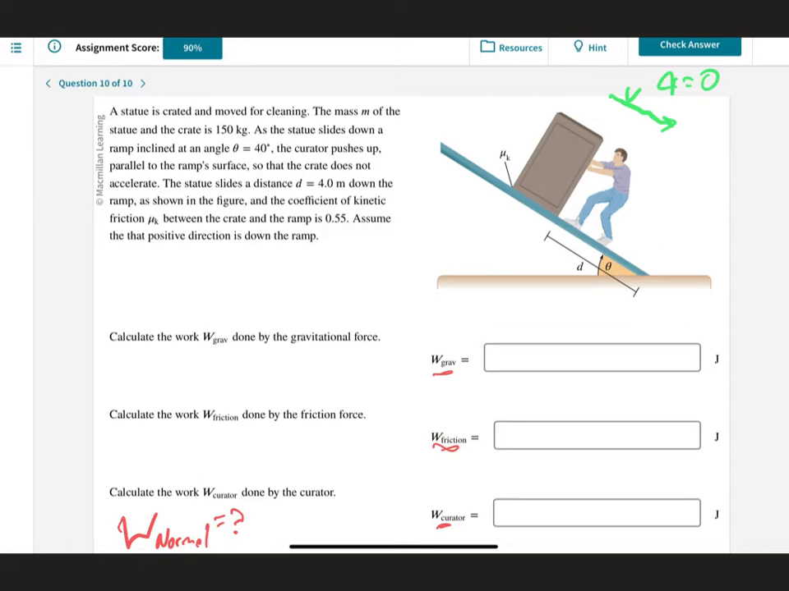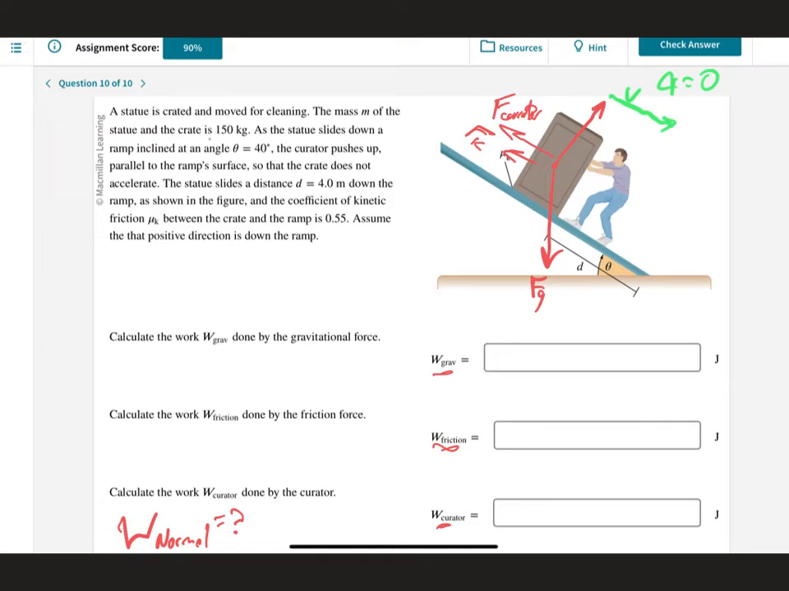Okay, so forces that are acting on the box, the crate with the statue in it. There's a gravitational force straight down, Fg. There's a normal force that's perpendicular to the surface of the ramp. There's an applied force from the curator, so we'll call it F curator. And then there's going to be a frictional force as well, F sub k. Static or kinetic friction? It is sliding, so it's F sub k.